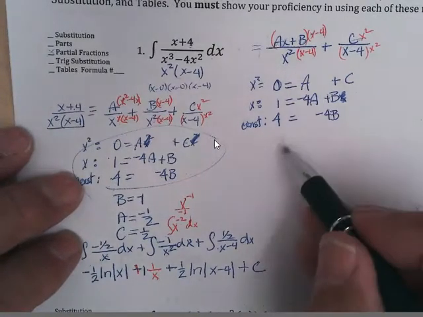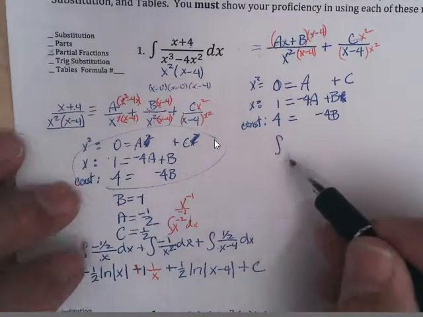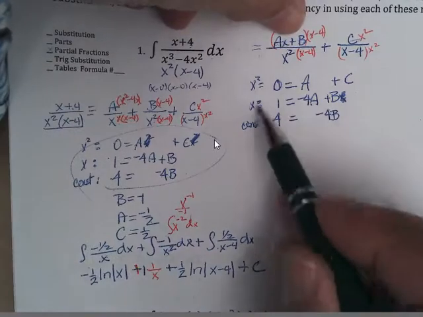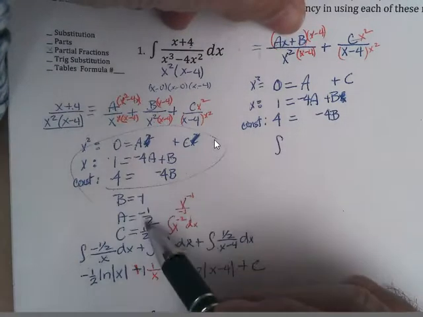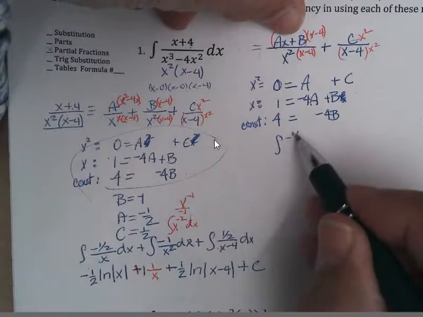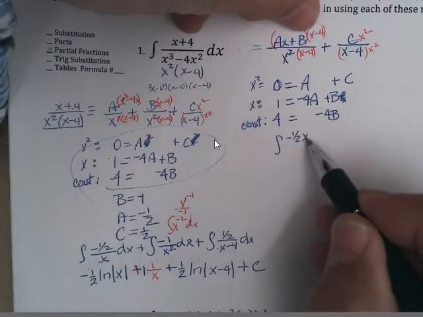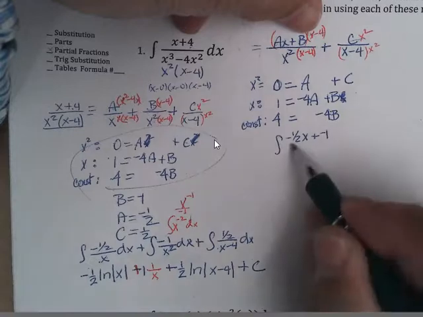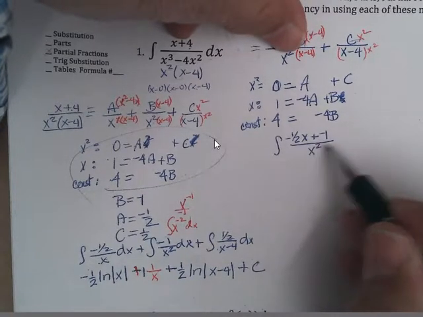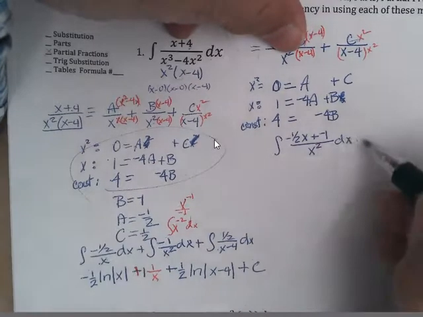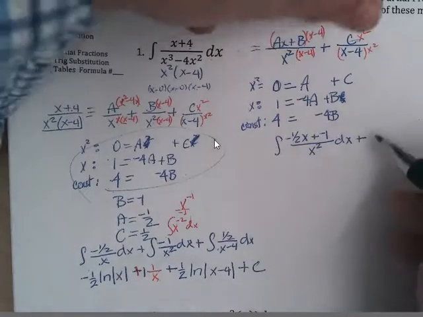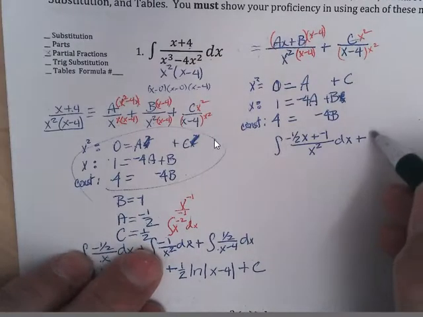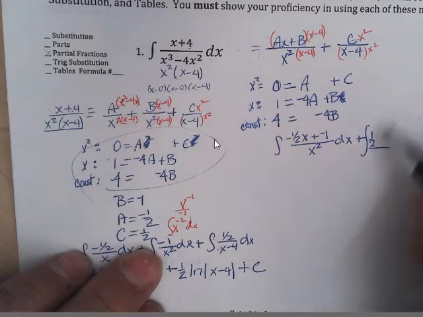Well, I get the antiderivative of ax. A turns out to be negative 1/2, x plus b, which is negative 1, over the x squared dx, plus c, which was 1/2, over x minus 4.